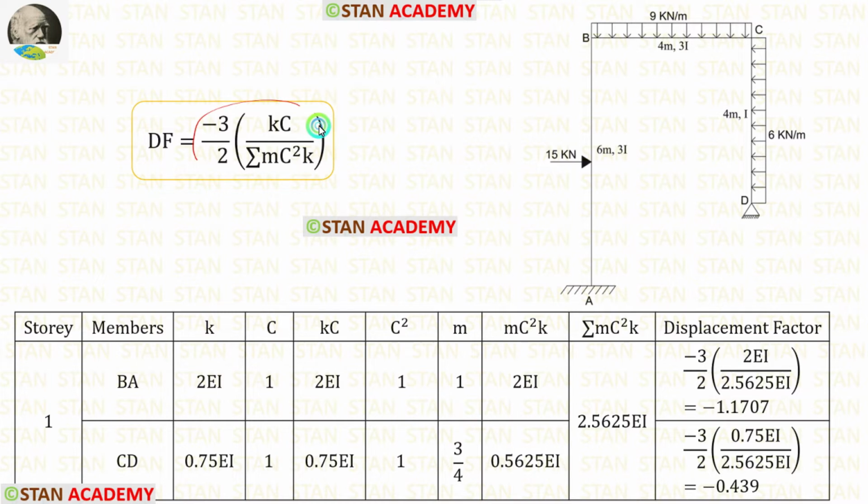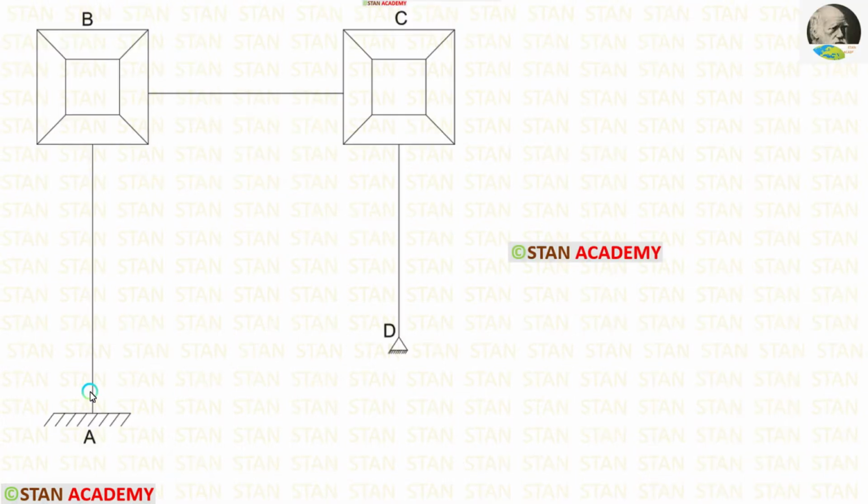Now using this formula, let us find the displacement factor. In the formula, let us apply the values of KC and sigma MC square K. After the calculations, we are getting the displacement factors. In the Kani's method, in the joints, we have to make rectangles like these.